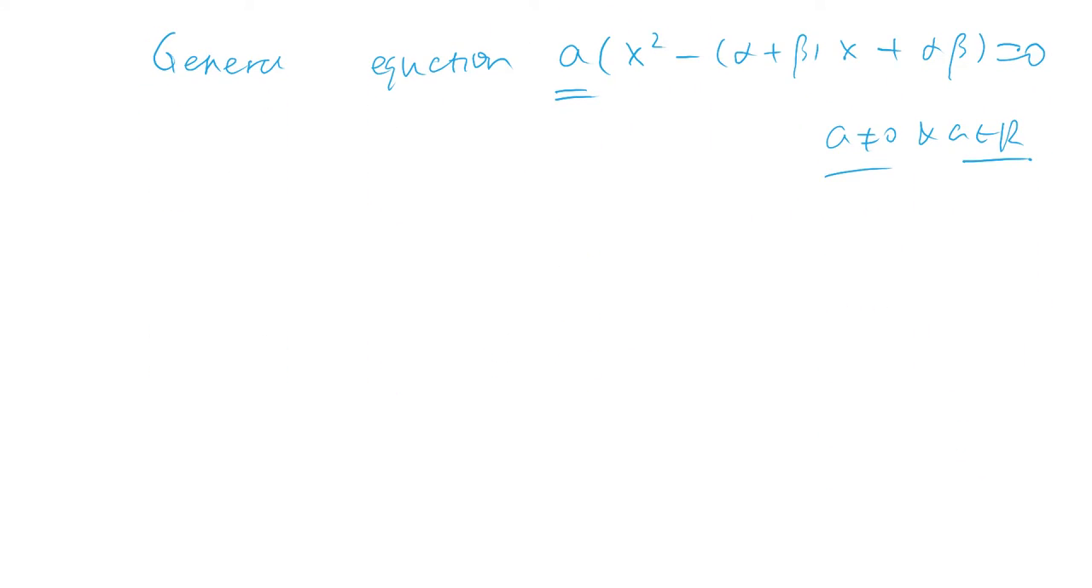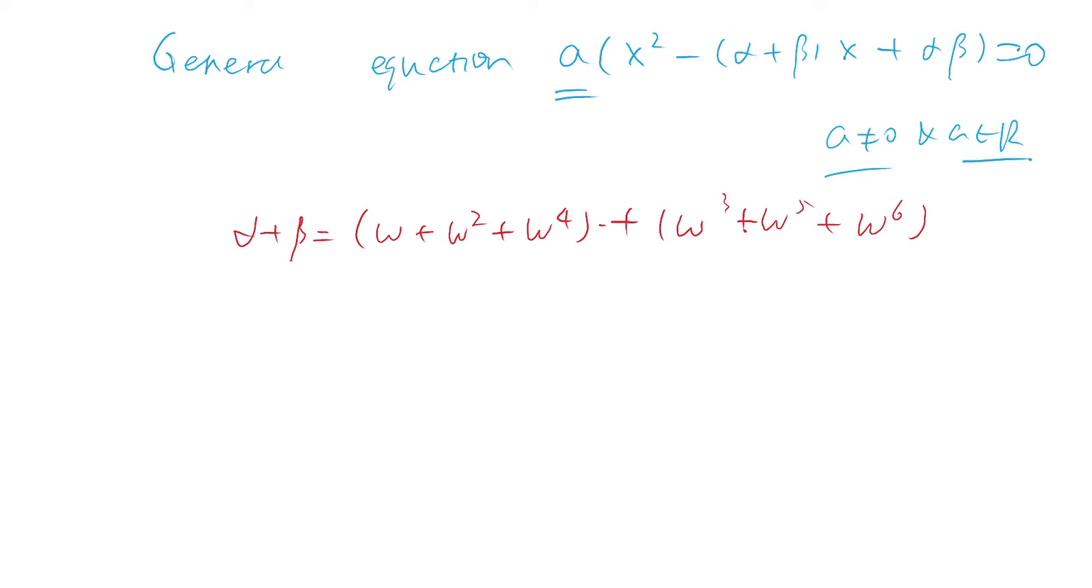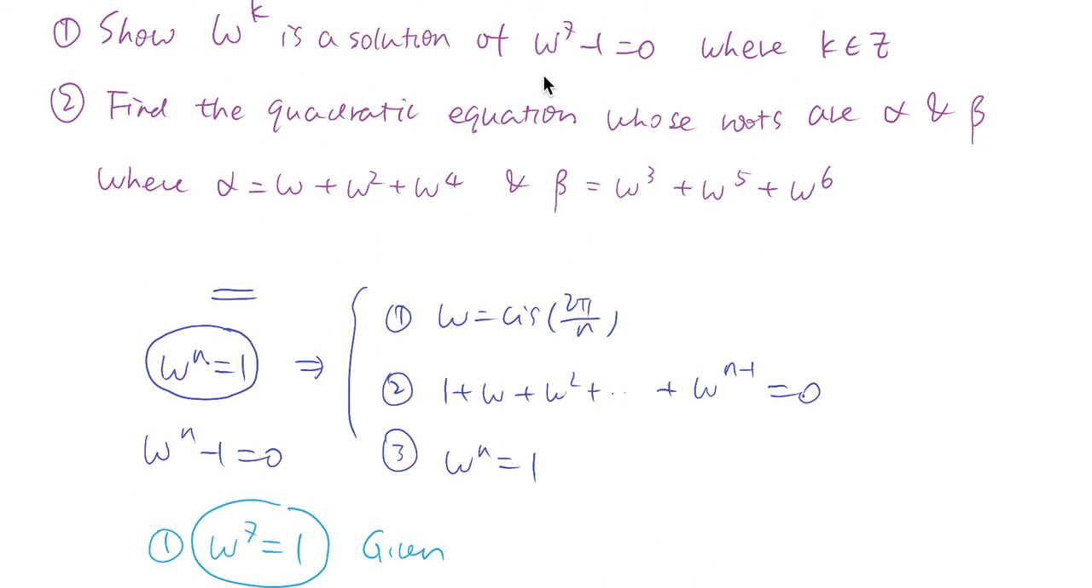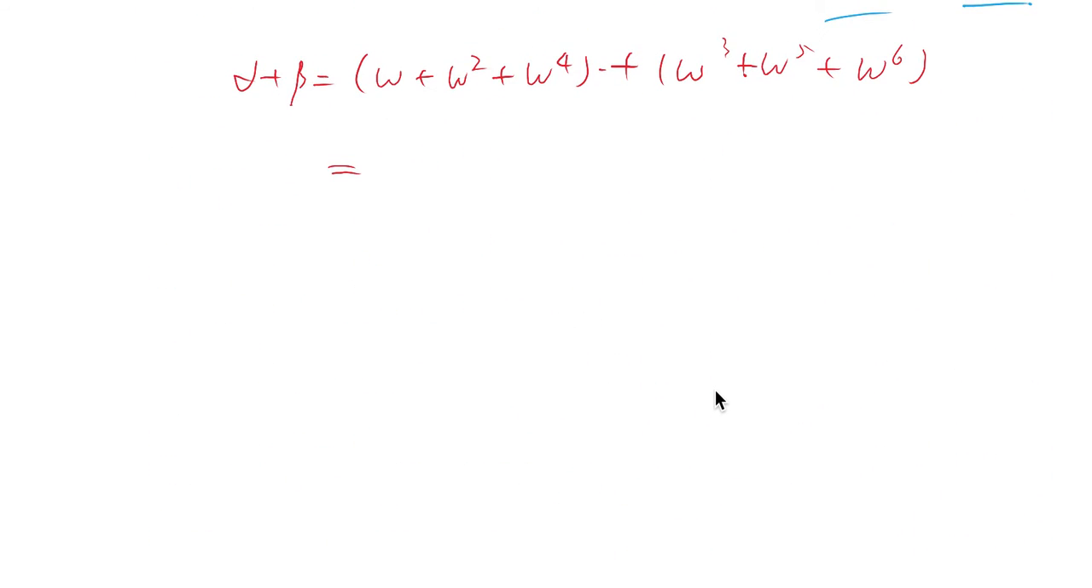In the question they also give you alpha plus beta equals w plus w to the power of 2 plus w to the power of 4, and then plus w to the power of 3 plus w to the power of 5 plus w to the power of 6. So w to the power of 7 minus 1 equals 0. You have 7 roots, and the sum of all the roots equals 0.